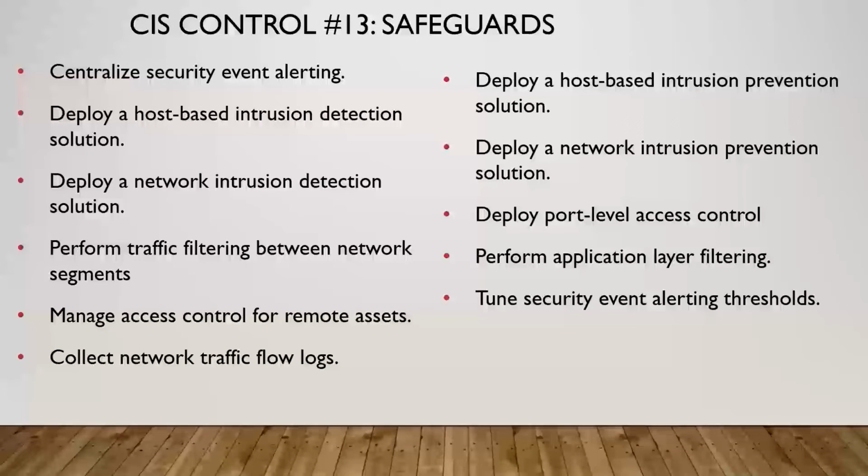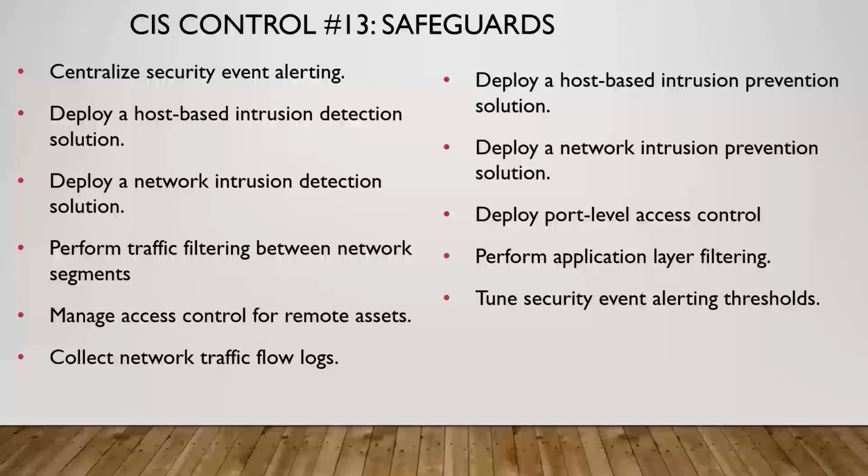When we talk about safeguards for Control 13, first one is centralizing security event alerting. So for example, using a SIEM tool and centralizing a dashboard to be able to ingest that information and identify what are we seeing, what might be going on. Also deploying both host-based intrusion detection solutions as well as network-based intrusion detection solutions, and also deploying intrusion prevention solutions for both of those. And a lot of times they're combined, right? So you'll have an IDS, IPS solution.